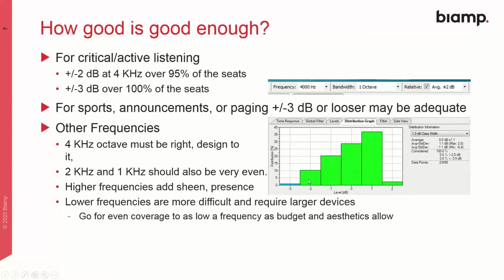Here's your target level. You've got plus 2, plus 1, you've got 35% of the seats. Only 1% of the seats falls into the minus 3 category. So use this distribution to see if you've met your target. For sports announcement paging, plus or minus 3 dB or even looser may be sufficient. It's not critical listening where you're trying to communicate a complex and perhaps arbitrary message.